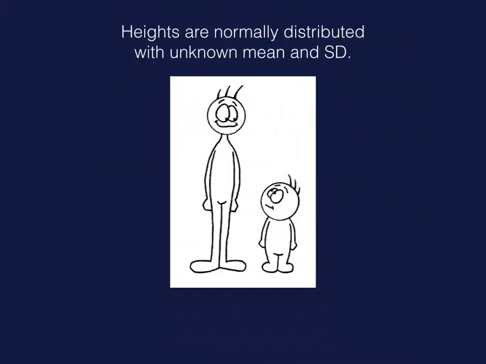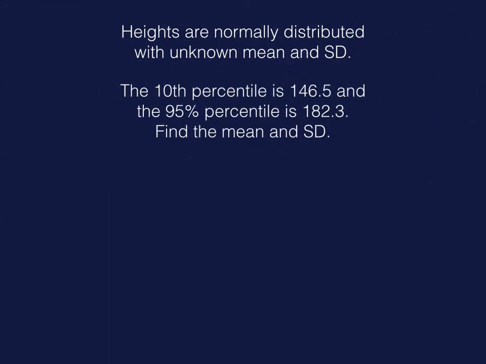Okay, let's go back to heights, which are normal with a mean. Oh, an unknown mean this time, and unknown SD. So let's see how this works. You're given the information that the 10th percentile is 146.5 and the 95th percentile is 182.3. Based on that information, we should be able to figure out the mean and the SD. If you're paying attention, you might notice that I gave you 2 percentiles, and we have 2 unknowns.